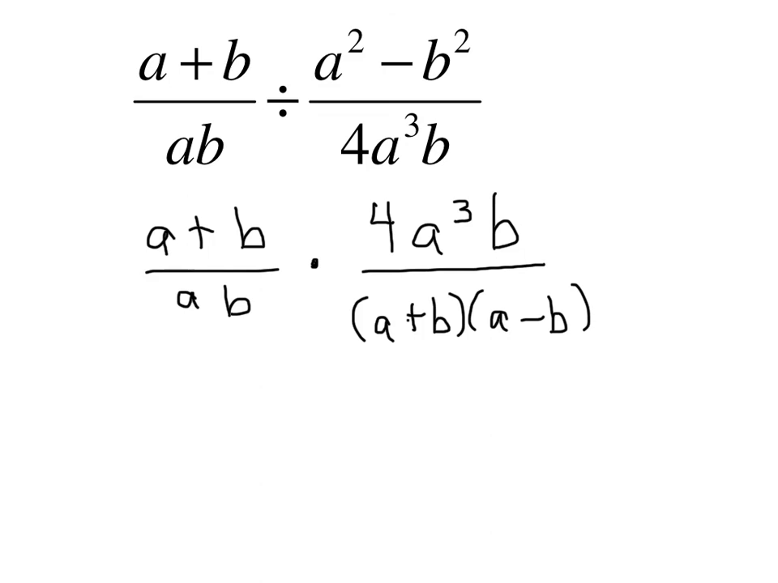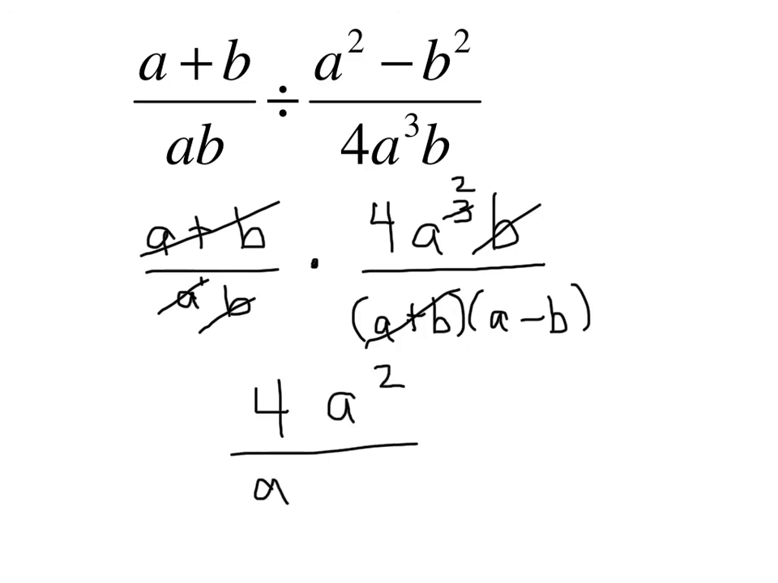What can you cancel? Anything else? What about the a cubed in the numerator and the a in the denominator? This is understood to be an a to the first power, so we subtract the exponents. 3 minus 1 gives us 2. So we have 4a squared in the numerator, a minus b in the denominator.